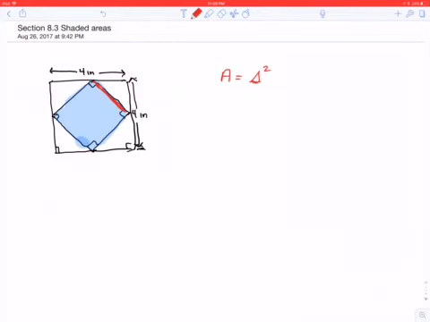What I do notice, though, is that one side of the shaded square forms a right triangle with part of the sides of the larger figure, which is also a square. Well, if I know any two sides of a right triangle, I can find the length of the third side by using the Pythagorean theorem.